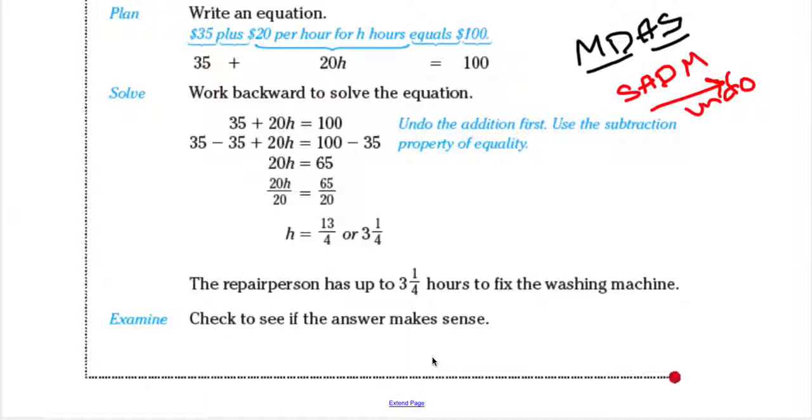And check to see if your answer makes sense. If you get 3 1/4 hours, multiply that by $20. It's equal to $65. And if we simply add 65 plus 35, you end up with 100. Our answer checks out, and it makes sense. And that's how you solve a multi-step equation, by working backward. Let's take a look at example number 3.